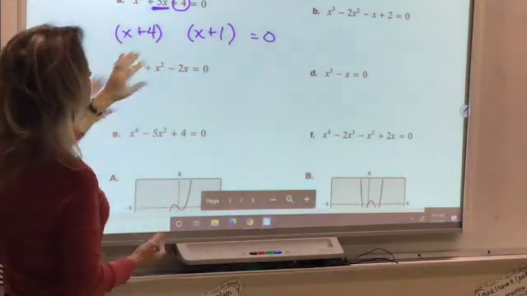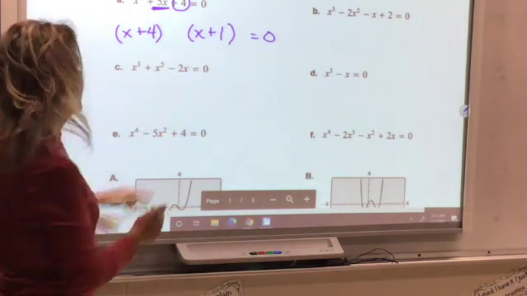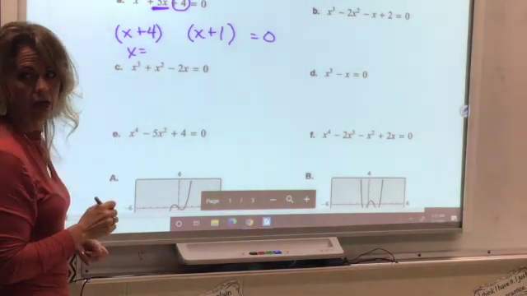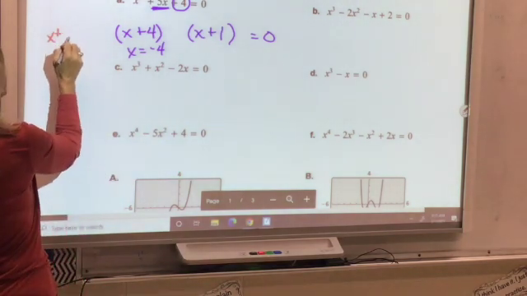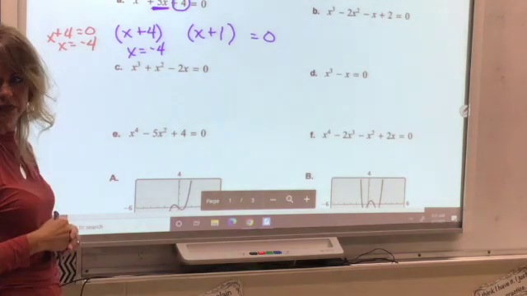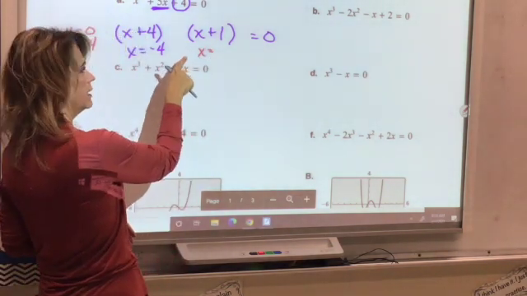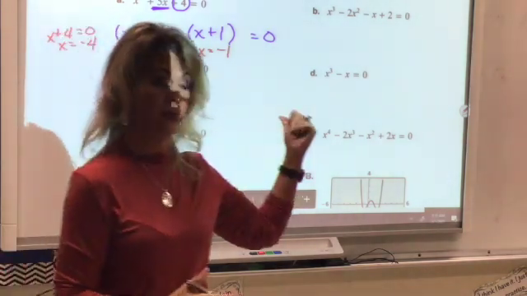So, if I were to find my zeros, x would equal what right here? Negative 4, because I had to set x plus 4 equal to 0, subtract 4 from both sides, x equals -4. And x equals what right here? Very good, -1.